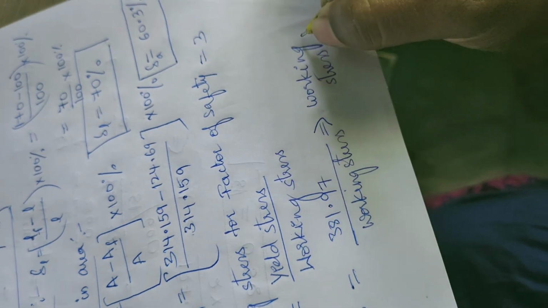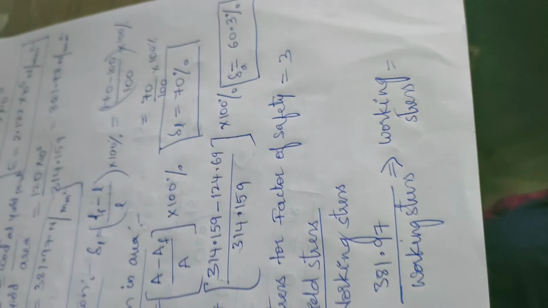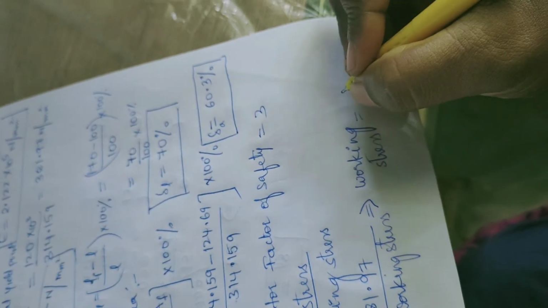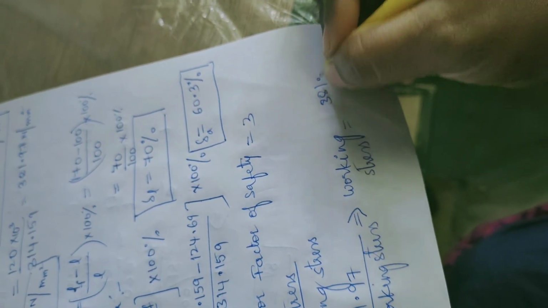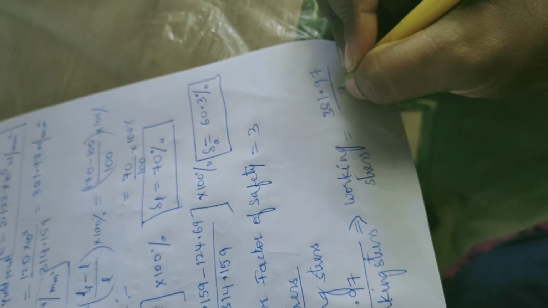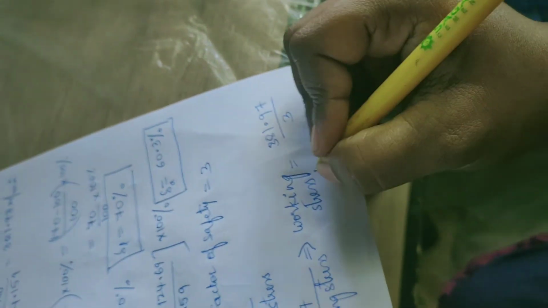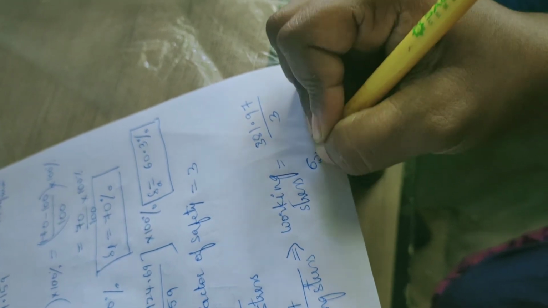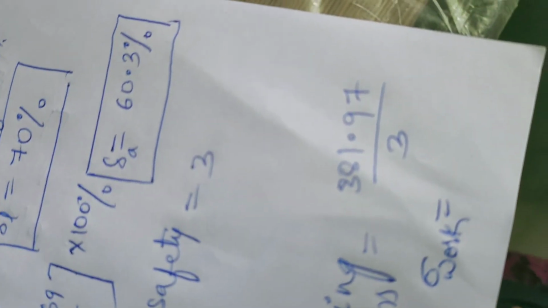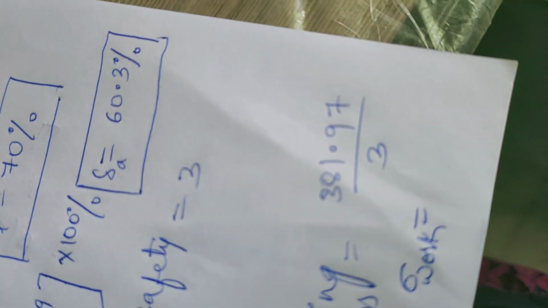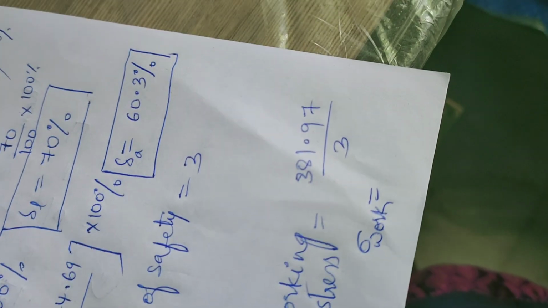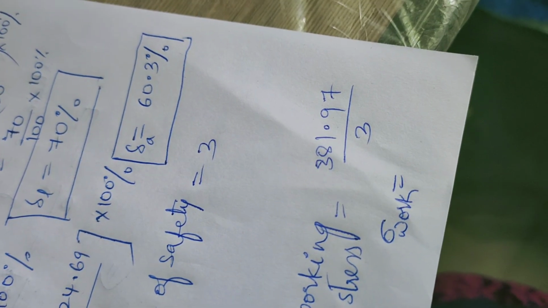Therefore, working stress is nothing but the actual stress at which the workpiece is going to be used. The working stress is simply 381.97 by 3. I think I have to calculate it once again.